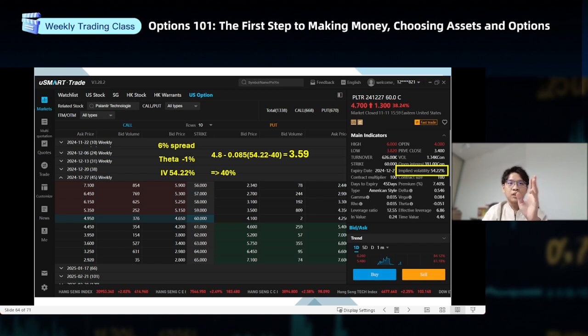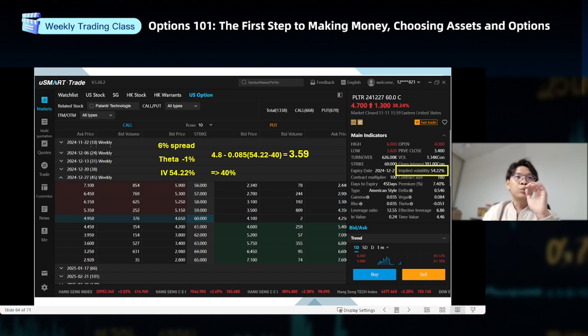We're using the Vega. We already learned how to use Vega to calculate the effect on the premium price. So we will just multiply the Vega by the difference between the implied volatilities. In this case, we are using 54.22% minus 40%, which is the median rate, and then we multiply by the Vega of 0.084, and then we deduct it, because for now the current premium price of $4.80 is actually expensive, because it's in response to the IV of 54%.